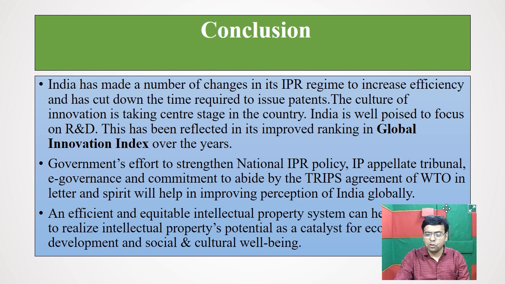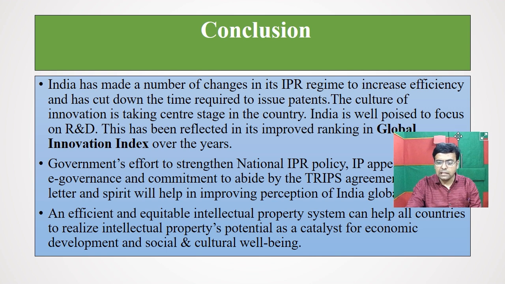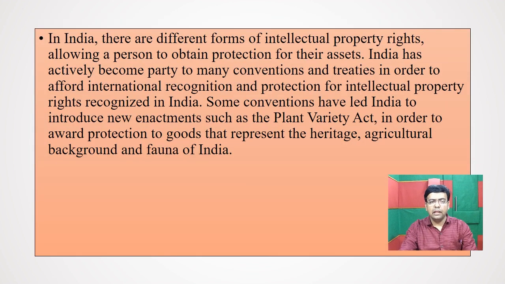An efficient and equitable intellectual property system can help all countries to realize intellectual property potential as a catalyst for economic development and social and cultural well-being. In India, there are different forms of intellectual property rights allowing a person to obtain protection for their asset. India has actively become a party to many conventions and treaties in order to afford international recognition and protection for intellectual property rights recognized in India. Some conventions have led India to introduce new enactments such as the Plant Variety Act in order to award protection to goods that represent the heritage, agricultural background, and fauna of India.